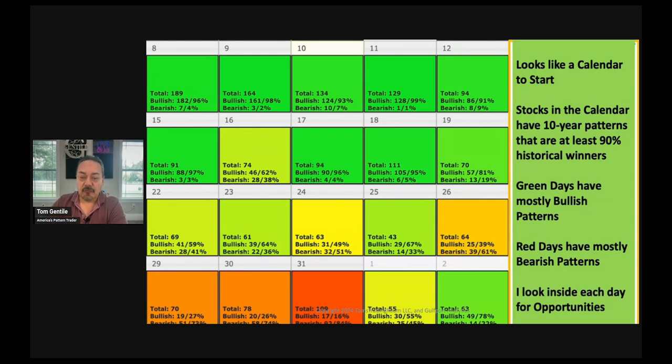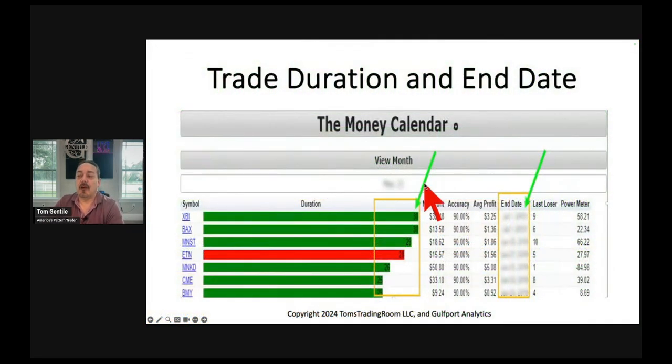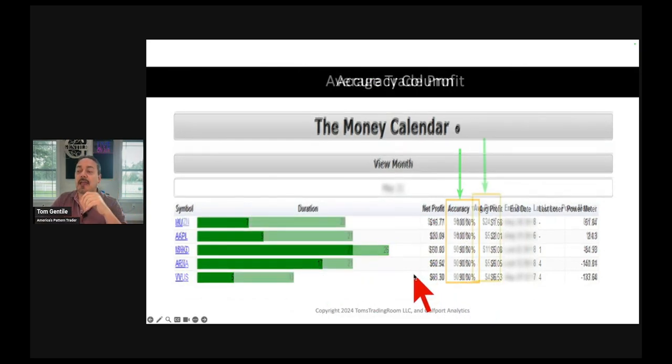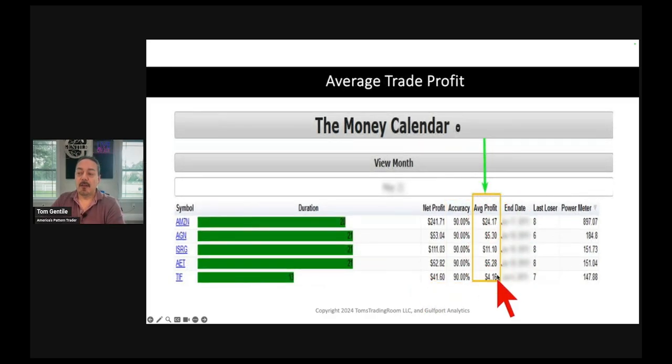So what I do is I go into each day and I look for opportunities. When I go into a particular day, it brings up this information for that particular day on stocks that have met those patterns. And I'll see a green bar and I'll say, all right, that's a bullish bar. I see a red bar and I'll say, all right, that's a bearish bar. I'll look at how long that pattern is. I'll look at when the end date is. I'll look at the accuracy, at least 90%, sometimes 100% we see. I will look at the profit, the average profit it brings in, because the bigger that number is, the more interested I am in looking at that actual pattern.